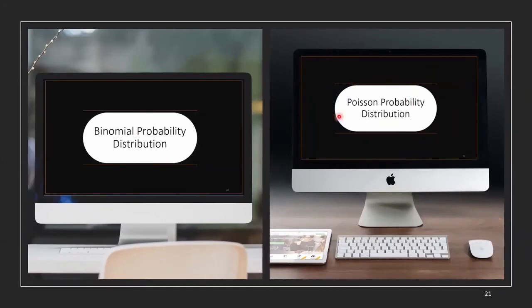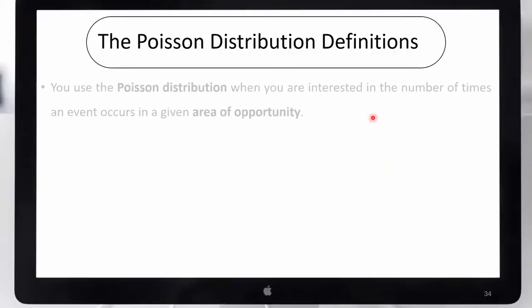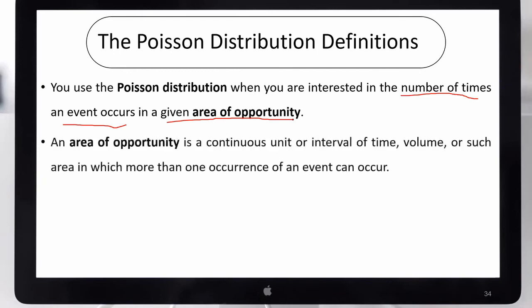Now let's have a look at the Poisson probability distribution. So the Poisson probability distribution, you are using it when you are interested in the number of times an event occurs in a given area of opportunity. What do you mean by this given area of opportunity? Well, it is a continuous event. Given area of opportunity is a continuous unit or interval of time, volume, or any such thing, right?